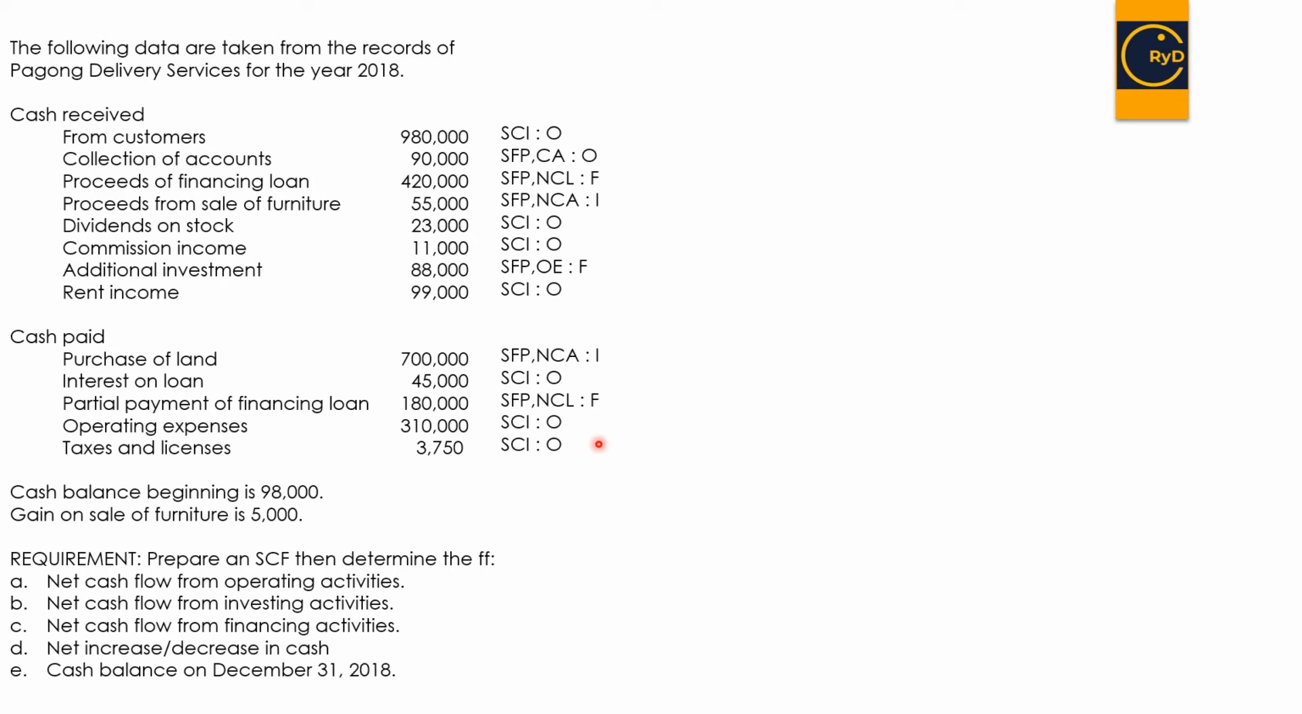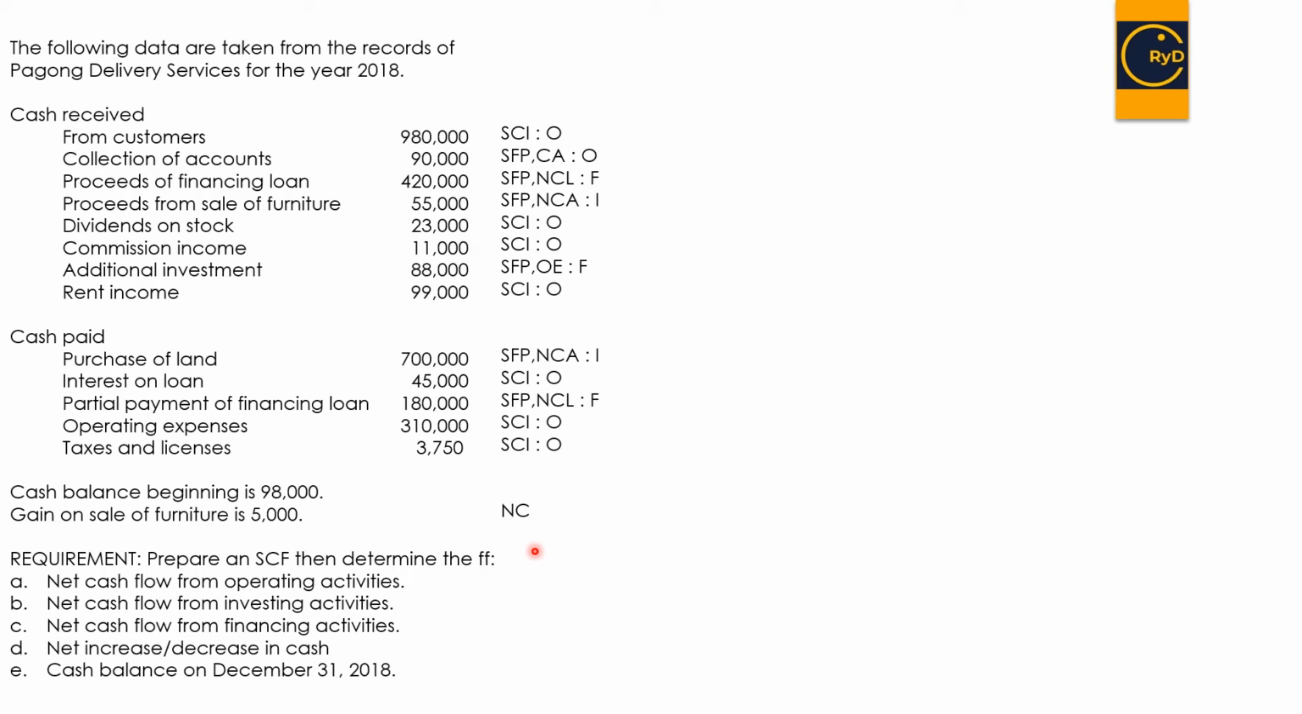So this is operating. And then we also have here our gain on sale of furniture. This is a non-cash transaction. So from here, class, since we have already identified the activities related to our cash flow, we can now create our SCF.